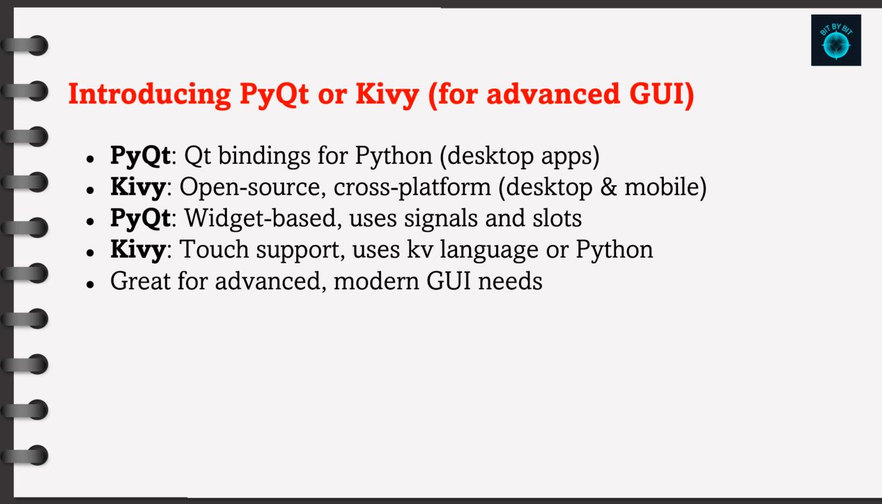On the other hand, Kivy is designed for cross-platform development, including mobile devices. It's touch-friendly and can run on Windows, Linux, Mac, Android, and iOS. Kivy supports building the interface using either Python code or a separate Kivy language, which is a simple markup format. Kivy is great for modern, dynamic, or multi-touch apps, like mobile utilities or games.